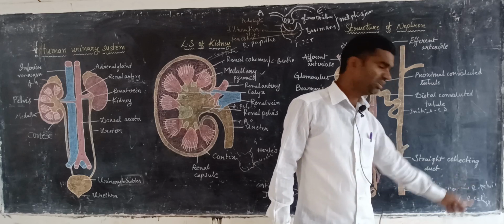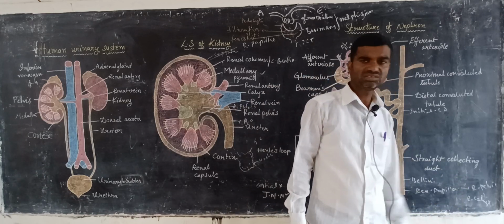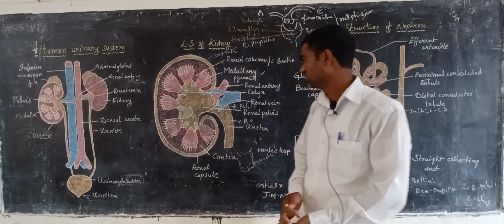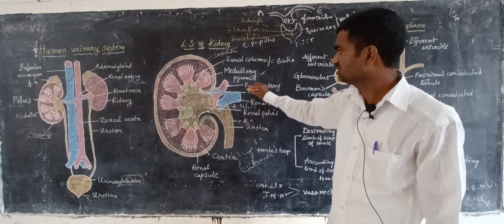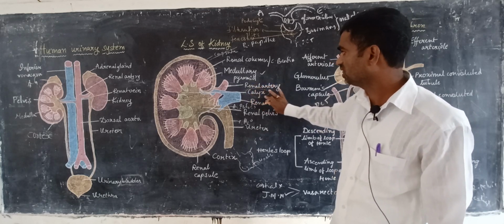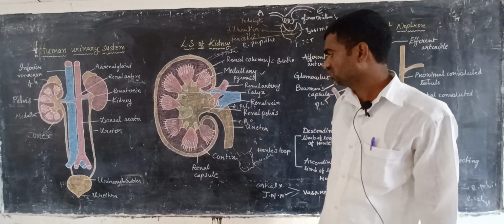From the renal papillae, through the renal pelvis, it reaches the calyx pot, which is called the renal calyx. So this is the calyx pot, the renal calyxes. Through the renal calyx, now it is reaching into the next structure.